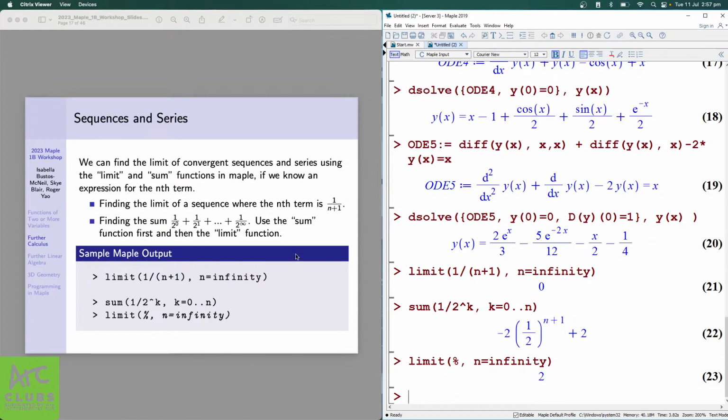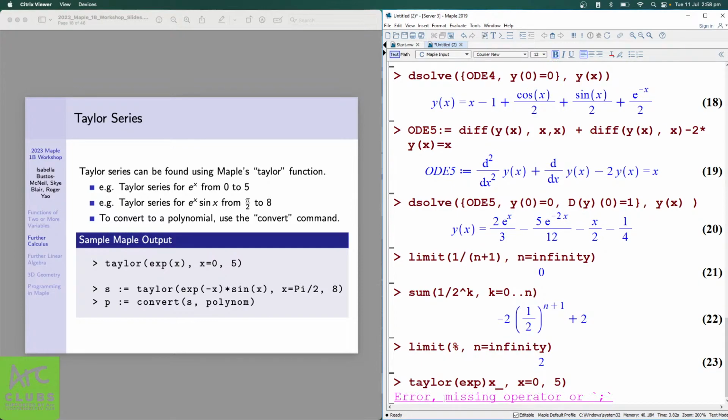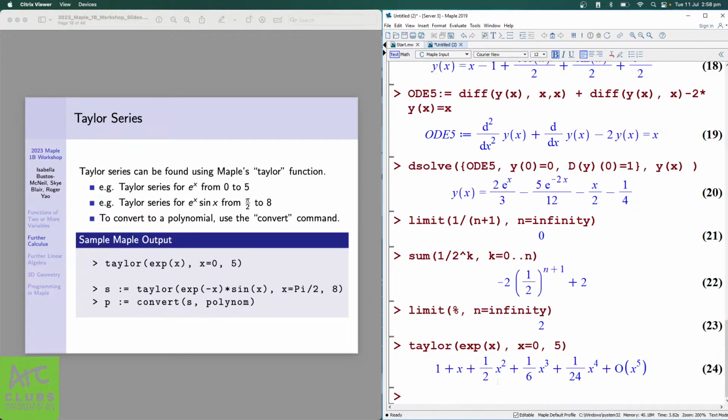Okay. So we can also use Maple's taylor function to do stuff with Taylor series. So what we do is we can just use the function taylor. So if we want to do exponential x, so it's like we can put x equals 0, 5, like so. Oh, we're missing, sorry, my mistake here. Exponential x, and as such we can see that Taylor series.